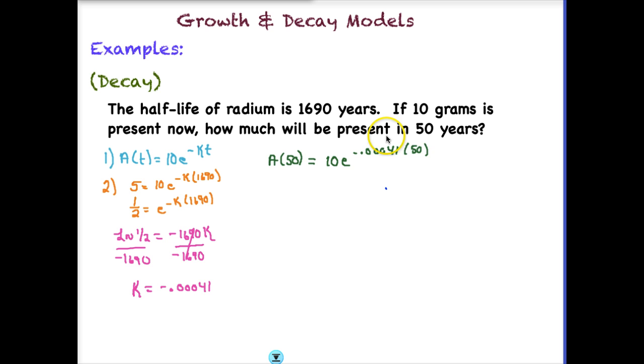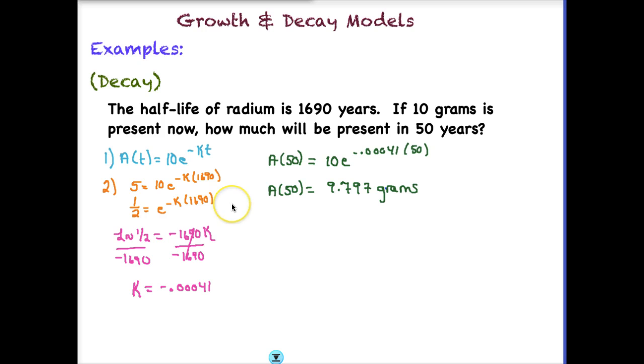To determine how much will be present in 50 years, I now can replace the negative k with the negative 0.00041. Then I can plug in 50 for my time. This can all be put into the calculator and solved in order to determine that the amount that will be present is 9.797 grams from my calculator.